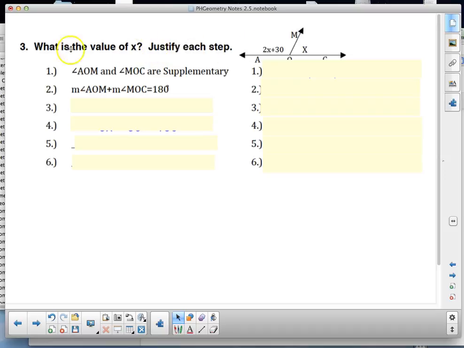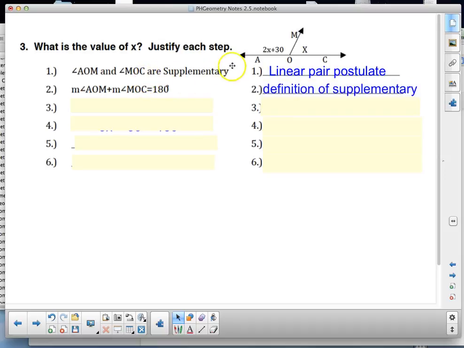Now I'm going to justify each step for this proof. This is a linear pair, okay? By the linear pair postulate, I know that, being a linear pair, angle AOC and angle MOC are supplementary. That's what I wrote down, and it's by the linear pair postulate. Now, because I said they are supplementary, the measure of AOM plus the measure of MOC is 180, but that's by definition of supplementary angles.